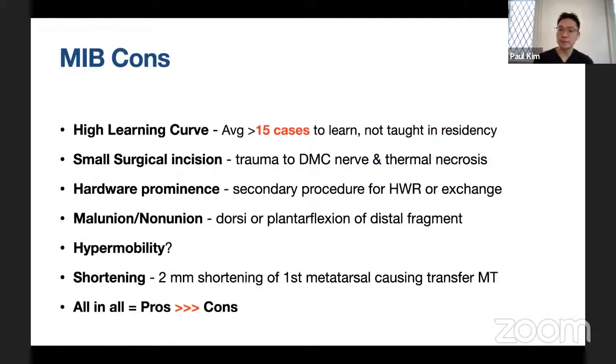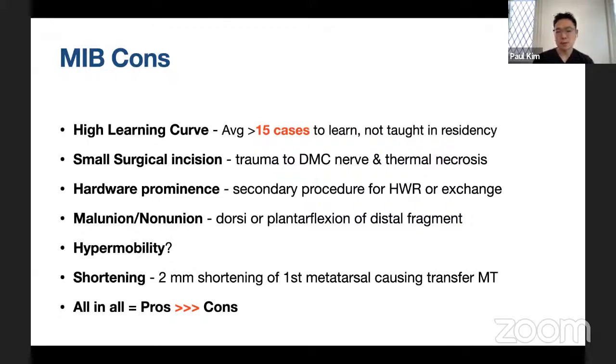So let's look at the cons. I mean, with a new technique, you got to be a little skeptical and say, okay, I can't just jump into everything. I want to look at the complications of this. So it is a high learning curve. I would say on average, you'll probably need about 15 cases to learn. It's not currently really taught in residency worldwide. I think it's catching steam, but not quite yet. In residency, I never even heard about MIS for bunions.